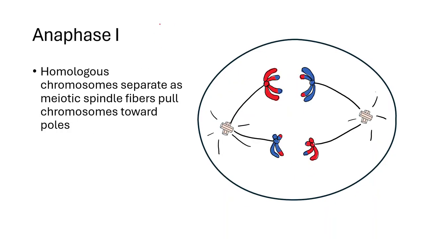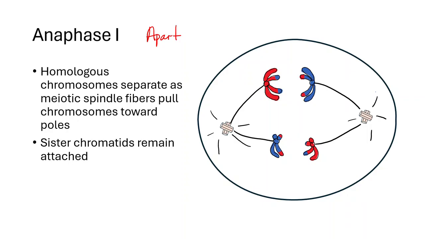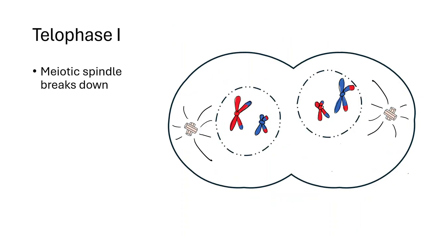Anaphase, just like in mitosis, has the chromosomes moving apart or away from each other. And in this case, you're going to separate homologous chromosomes. So as they've been attached to spindle fibers, they're going to get pulled apart towards opposite ends of the cell. Notice, however, that sister chromatids are remaining attached to each other. And then telophase, we're going to end with two nuclei.